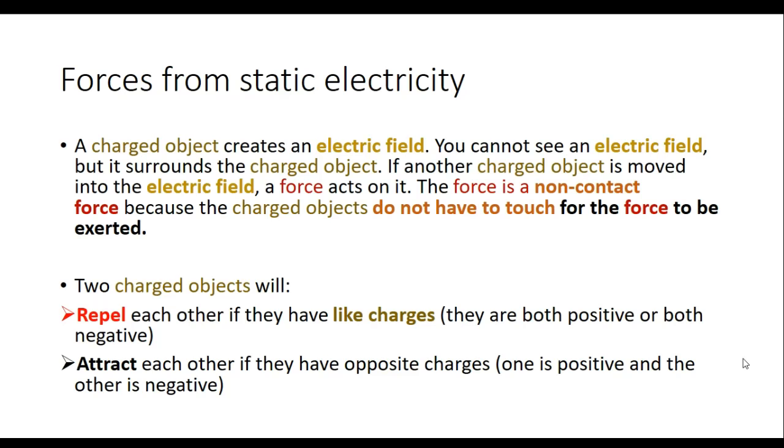If the objects have opposite charge, so one is positive and one is negative, then they will attract each other. This means that they will come closer to each other and possibly then touch each other. It just depends, okay? But they'll be attracted to each other, so they'll want to go closer. Whereas like charges, if they're both positive or both negative, the objects want to keep away from each other, so they'll try to move away.